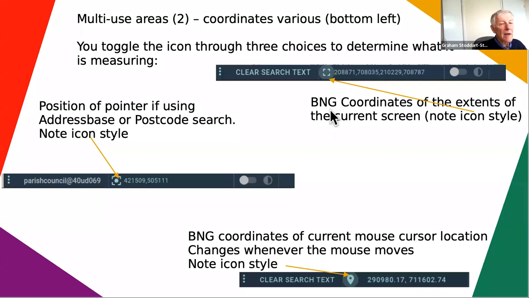If you toggle this and you remove the dot, then you go back to being the extents of the current screen. So you've got the two coordinates of the bottom left corner, two coordinates of the top right corner.